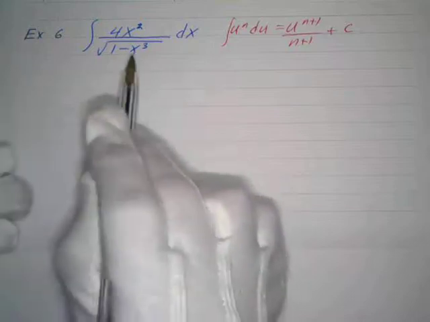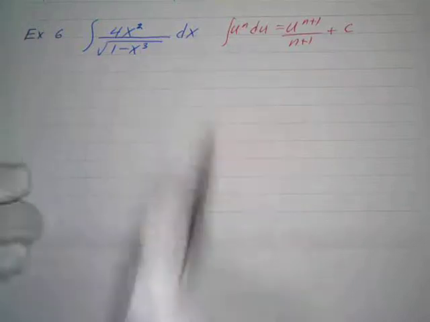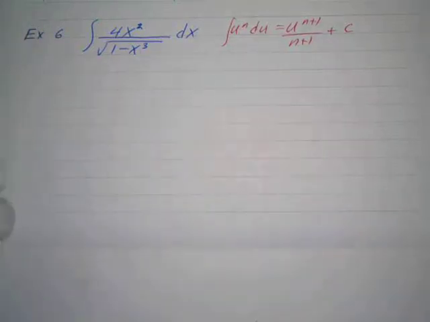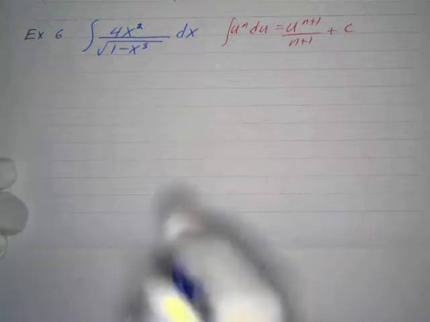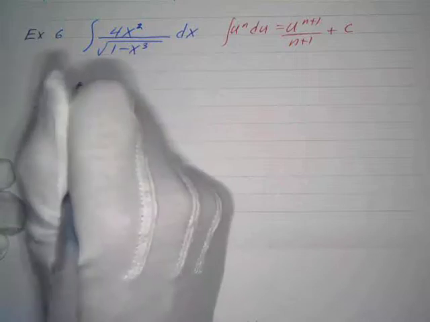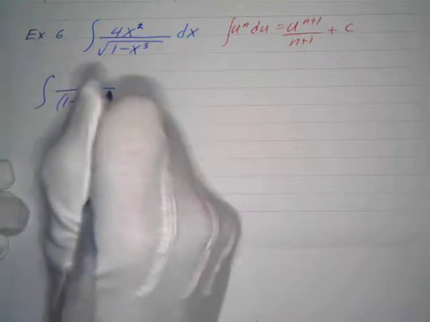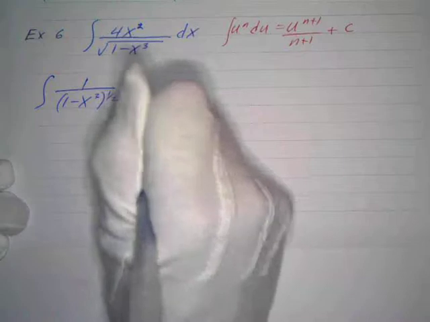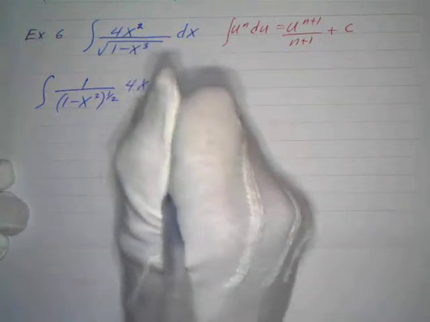So we've got this radical form, so we always try to change these into exponents. So what I'll do is put it in exponential form. That's the first thing I'll do. So I'll rewrite this as the integral of 1 over 1 minus x to the third, and the square root is the 1/2 power, times 4x squared dx.